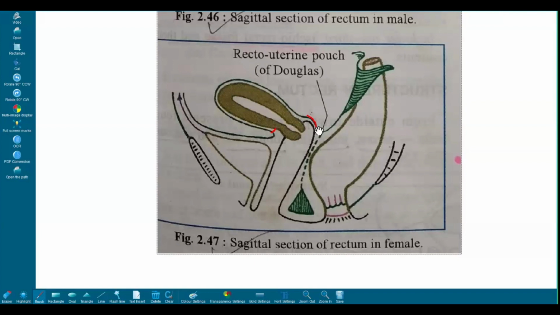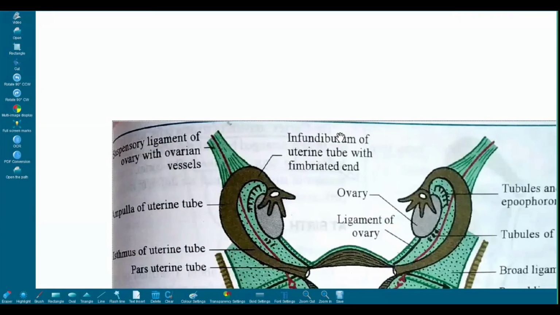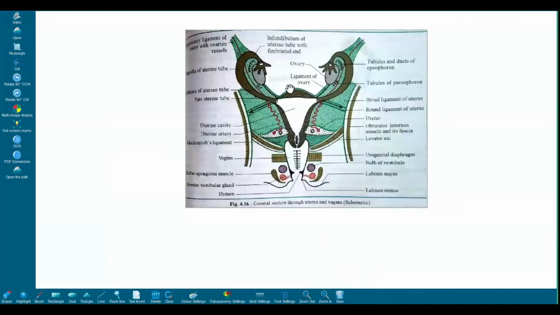So what are the other structures that you will be getting attached to the lateral angle of the uterus? There are three structures that are attached to the lateral angles of the uterus. Show the previous picture, the bigger one. I think it was the third one. Yes, this one, you can see here.